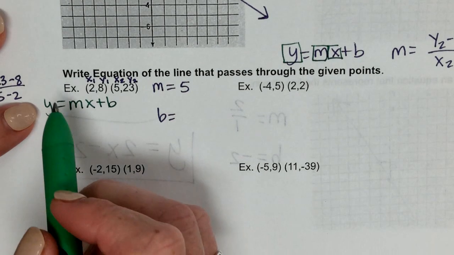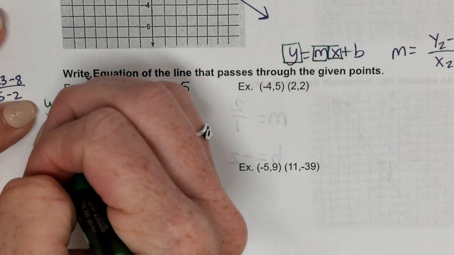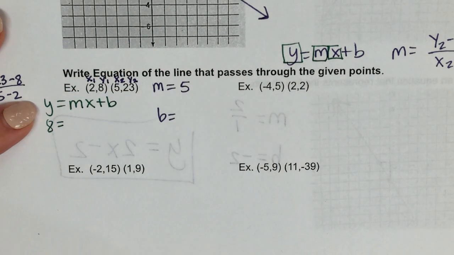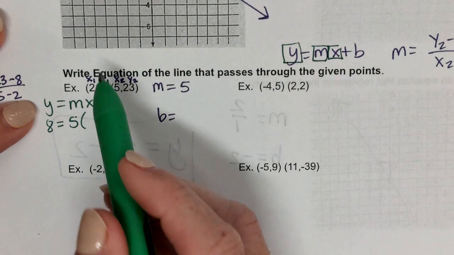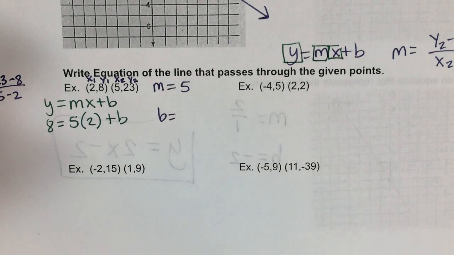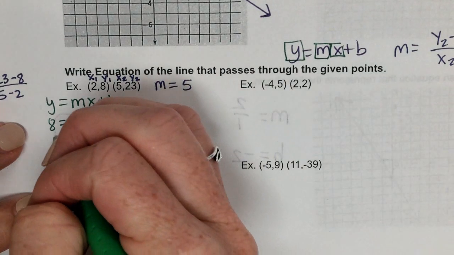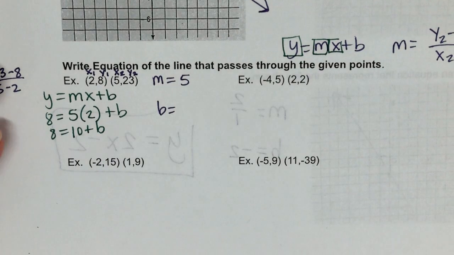Okay, what am I going to write instead of y? 8. So I have 8 equals, what am I going to write instead of m? 5 times, what am I going to write instead of x? 2. And then I write plus b, and that's the part I'm solving for. So now all I do is solve the equation for b. So I have 8 equals 10 plus b, because 5 times 2 is 10.